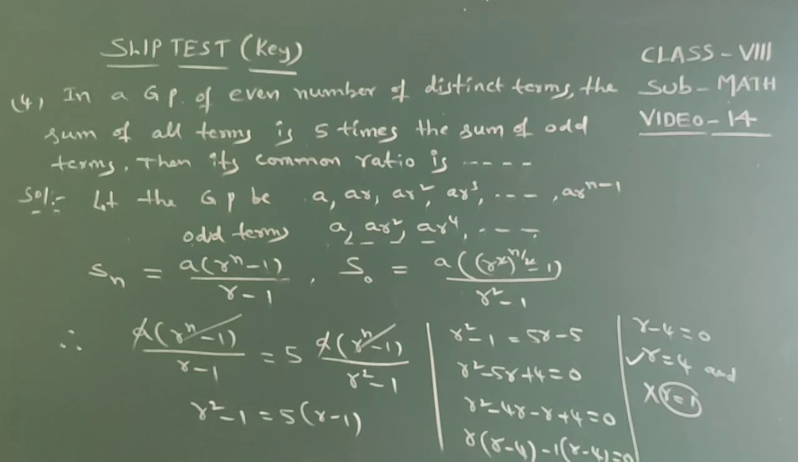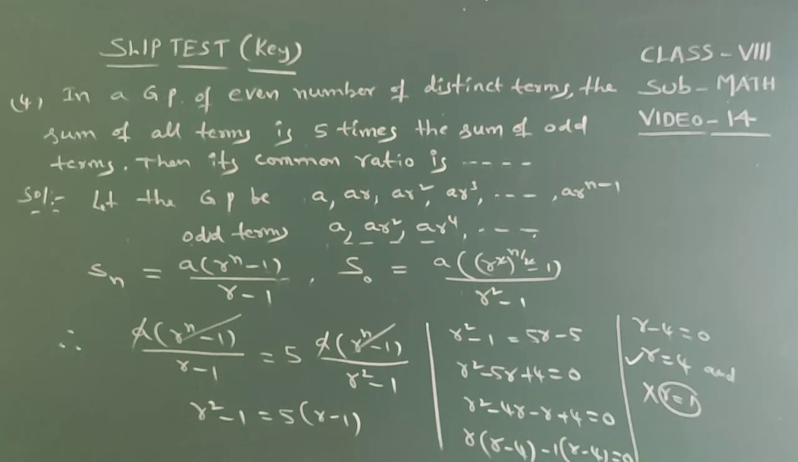In a GP of even number of distinct terms, the sum of all terms is 5 times the sum of odd terms, then find its common ratio. Here even number of terms means 10 or 20 or 16; half of them are even, half of them are odd. That's why they give an even number of terms. The GP is A, AR, AR square, AR cube and so on, AR power n minus 1. In that, odd terms are the first term, third term, fifth term, seventh term, likewise.